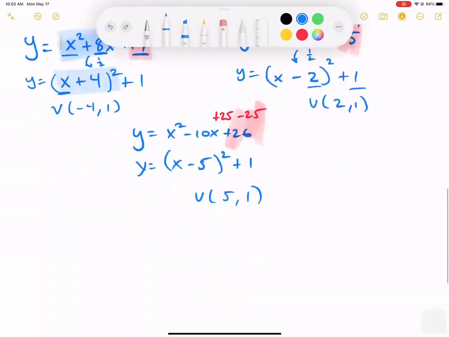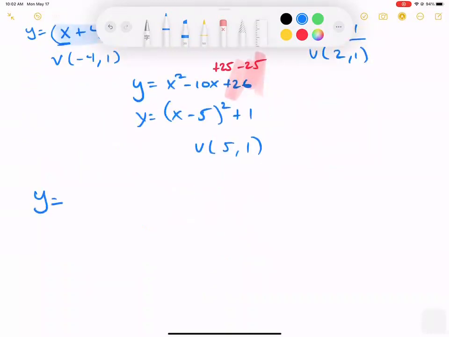Let's see if you guys can get it. Okay, I'm going to let you do it. y is equal to x squared minus 12x, minus 3. So this will be a large C number, that's fine. All right, go ahead and complete the square. y is equal to blank squared. Let's see how far you can get. I'll walk with you in just a moment as you do this.